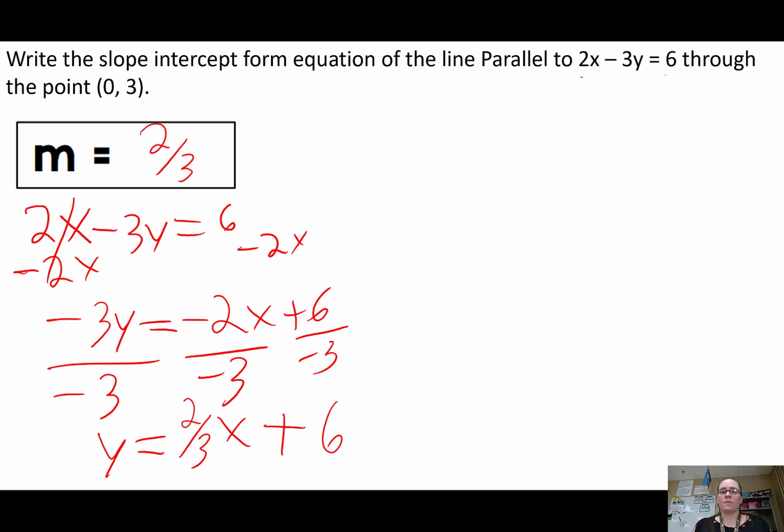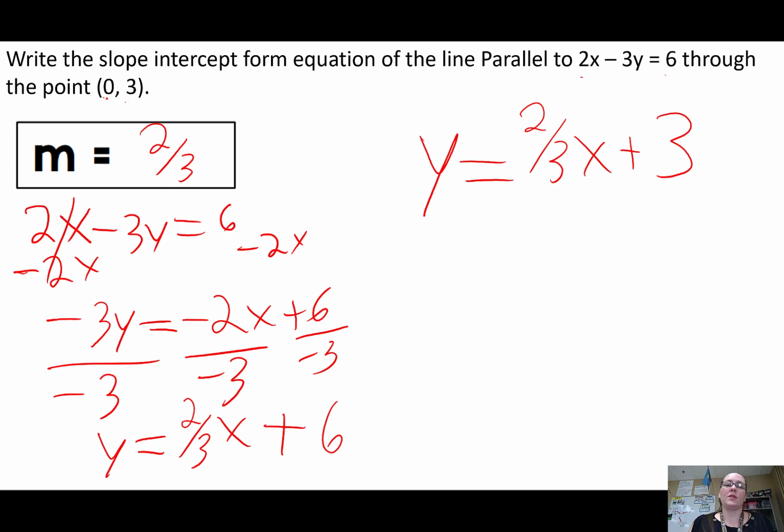All right, from there, I'm given a point, and I'm given slope. So they already give me the y-intercept in this case, 0 and 3. So I have my slope and I have my y-intercept. That point is the y-intercept. So all I have to do is plug it in. And we get y is equal to 2/3 x plus 3. So anytime, remember, your x is 0, that is your y-intercept. And we're good to plug in.